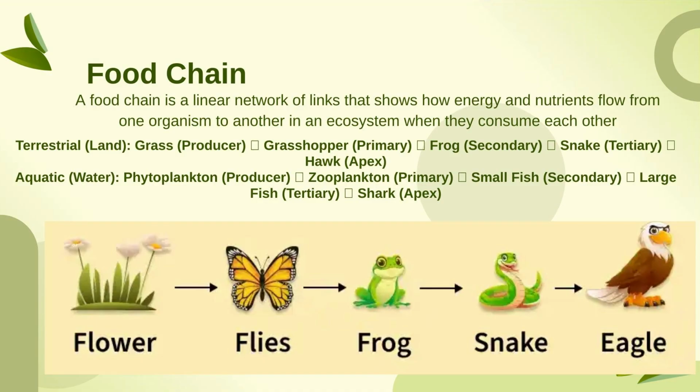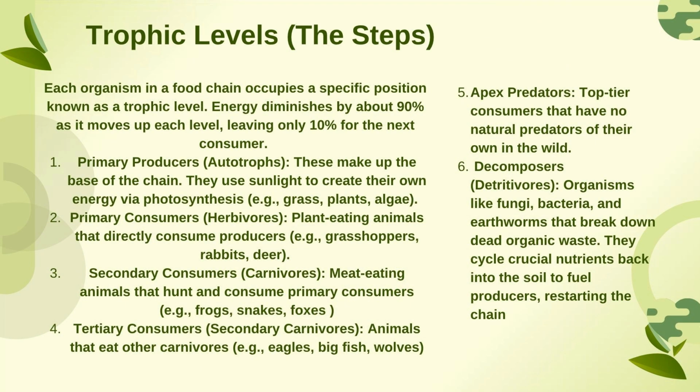If you take an example of an aquatic ecosystem, that is water ecosystem, the producer will be the phytoplankton, and this phytoplankton will be consumed by the primary consumer, that is zooplankton. Then this zooplankton will be consumed by small fish, that is secondary. And next comes large fish, which consumes the small fish. And the apex will be the shark or whale, which consumes these large fish. So coming to trophic levels in detailed study, each organism in the food chain occupies a very specific position known as the trophic level.